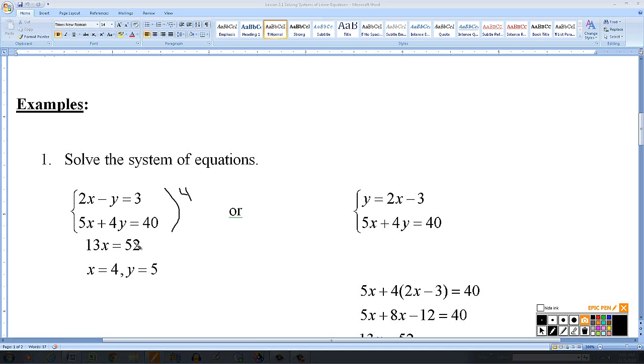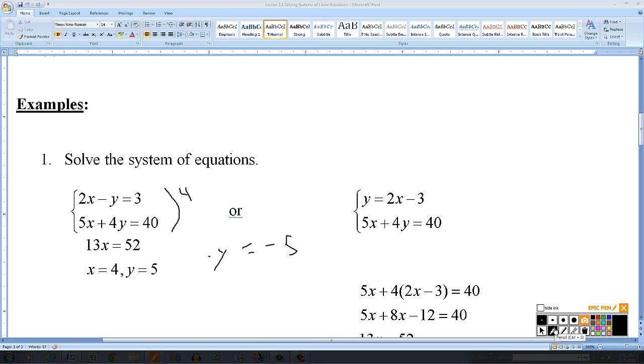Now to get the value of y, I could go ahead and eliminate the x and solve for y, but since I know the value of x is equal to 4, just plug it into either one of these equations. Okay, I'm going to put it into the first one. I'll put 4 where the x is here. 2 times 4 is 8. Bring the 3 over here. 3 minus 8 is minus 5, so I get minus y is equal to minus 5. Negatives cancel out, and I get y equal to 5. So the solution is x equal to 4, y equal to 5. Okay, that's the elimination method.